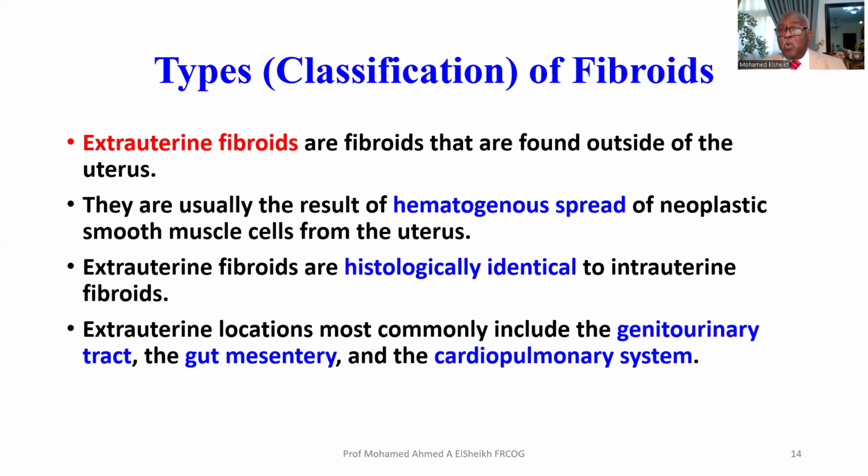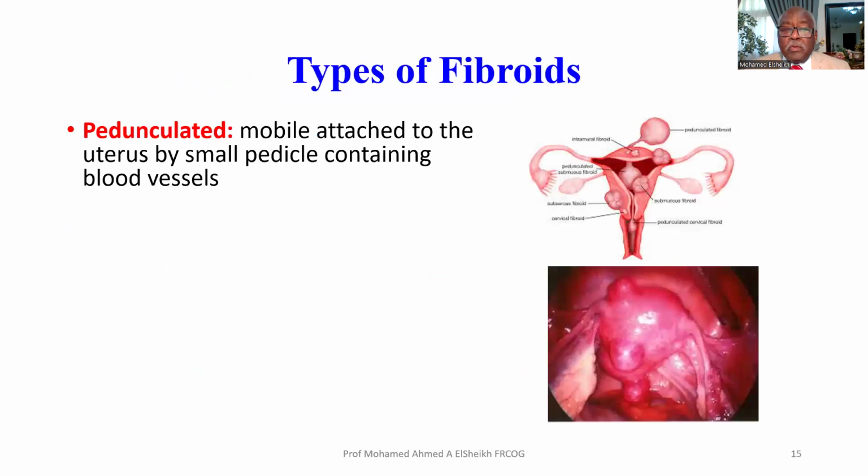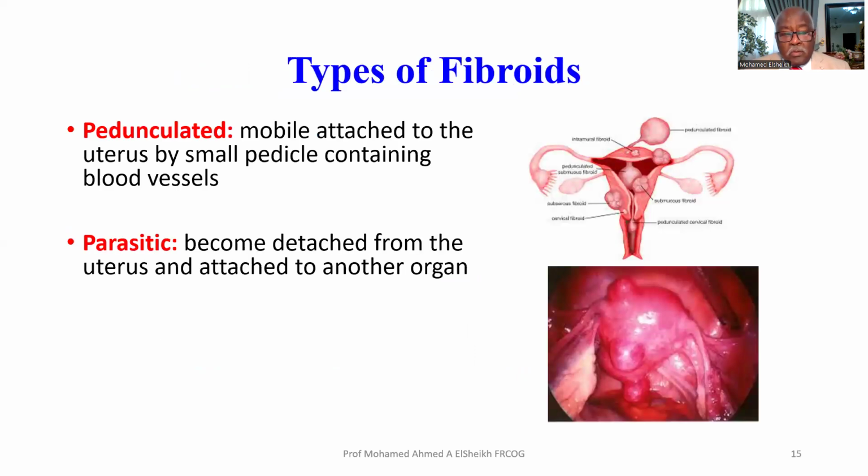Extrauterine locations most commonly include the genitourinary tract, the gut mesentery, and the cardiopulmonary system. Other rarer locations include the spinal cord and blood vessels. Have a look at them again.